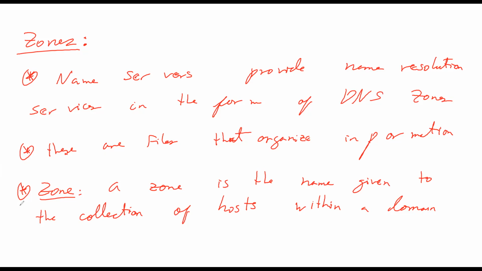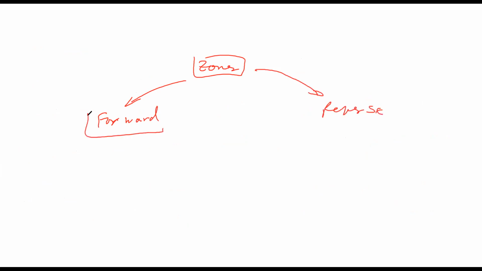Now, there are two types of zones. Let's call them the forward and reverse. It's really the same information, but just in reverse. Just to speed things up, it's good to have both of them for a quick lookup. So in the forward, they would hold records that map host names to IPs. And this is for the DNS queries, of course.